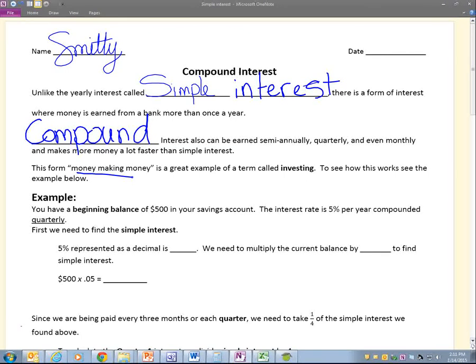You have a beginning balance of $500 in your savings account. Your interest rate is 5% a year. It is compounded quarterly. See how this is underlined here? It's compounded quarterly, so unlike last night's homework, where it was semi-annually, which is how many times a year? Twice. How many times is quarterly? How many times is that compounded? Yeah. 4. Okay? 4 times.